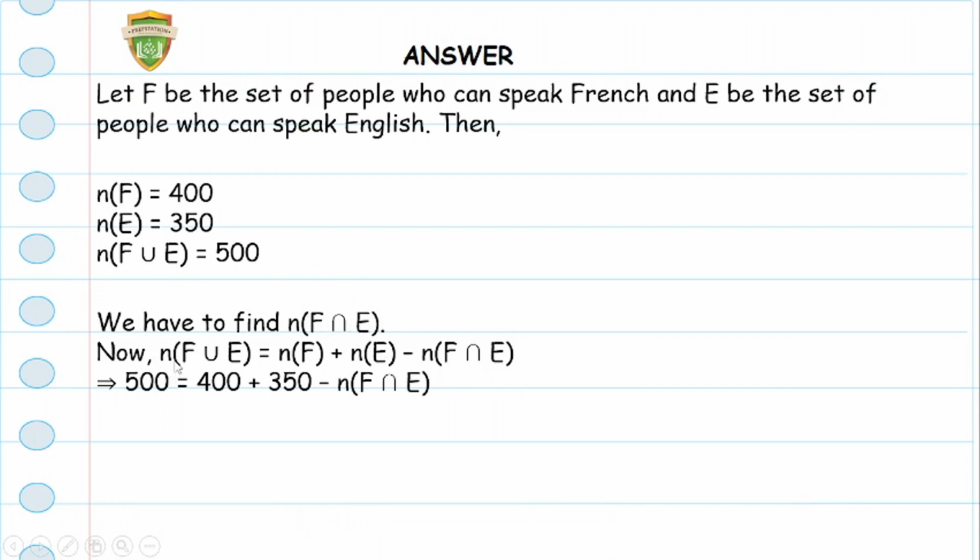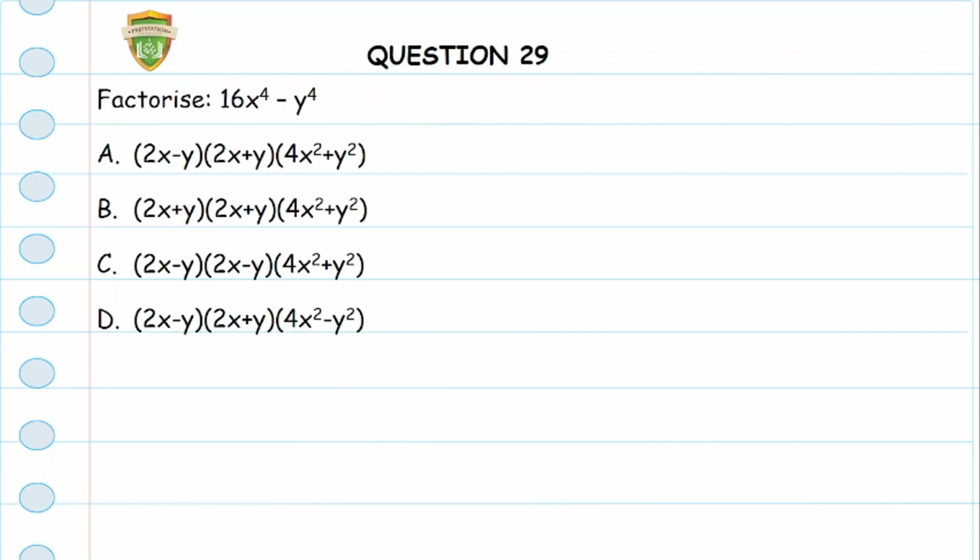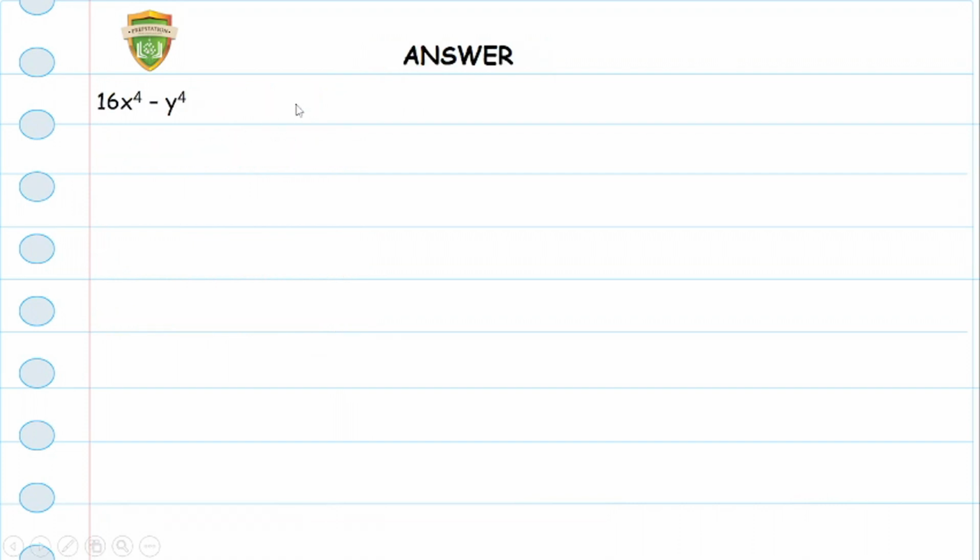And there is a formula here which says that the number of F union E will simply be the number of F plus the number of E minus the number of F intersection E. So we'll put in our values here. So 500 becomes 400 plus 350 minus this. And so we simply make this the subject of the formula. This comes here and this becomes 750 minus 500, which is 250. Option C.